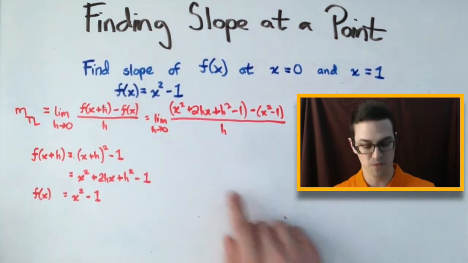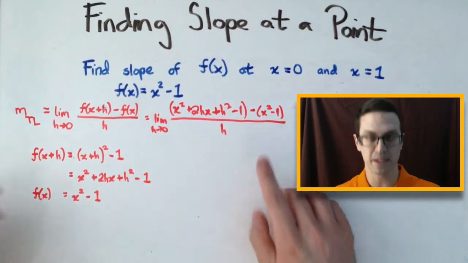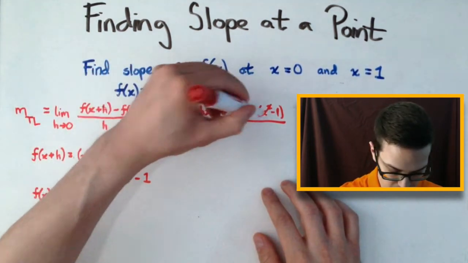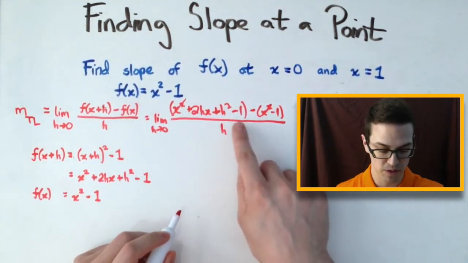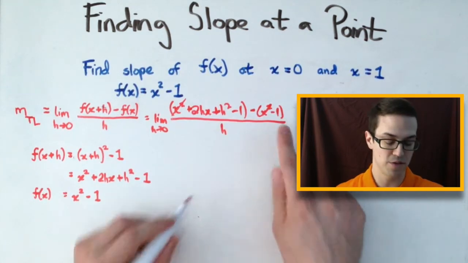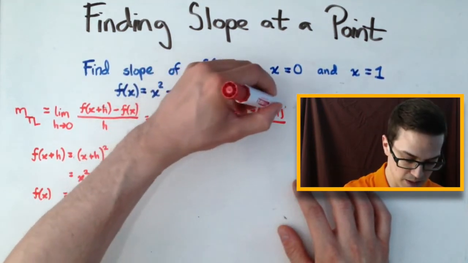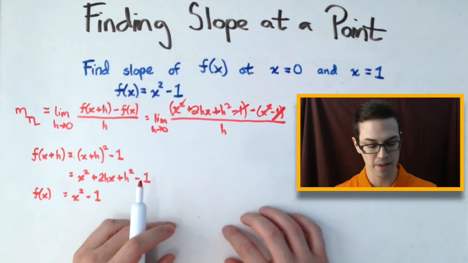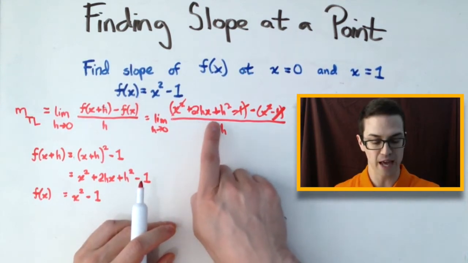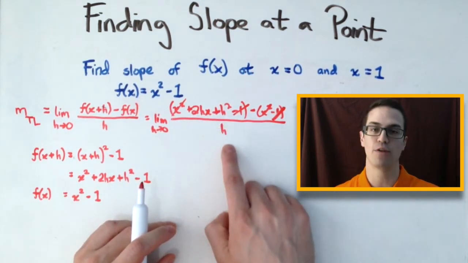Okay, now we can cancel some things out here. We have x squared minus an x squared over here, so I'm going to simplify that by canceling those out. Next, I'm going to do the same thing with this minus 1 minus this other minus 1. So minus 1 minus negative 1 here. Get rid of that. And now you're left with 2hx plus h squared over h.